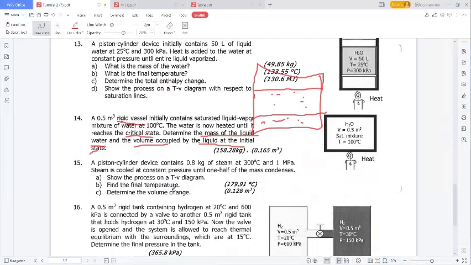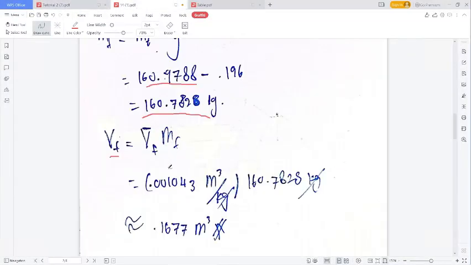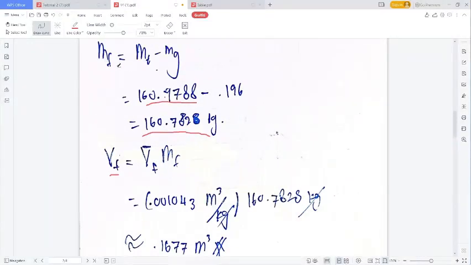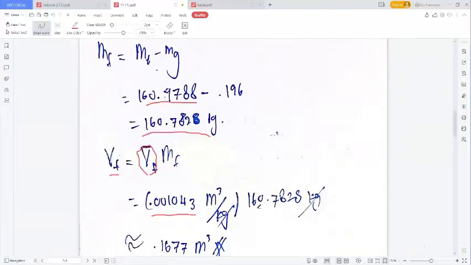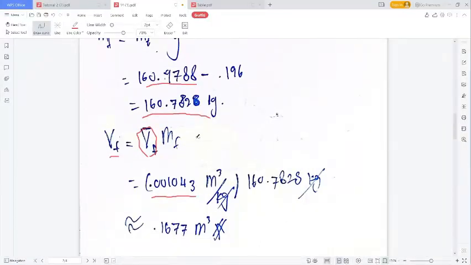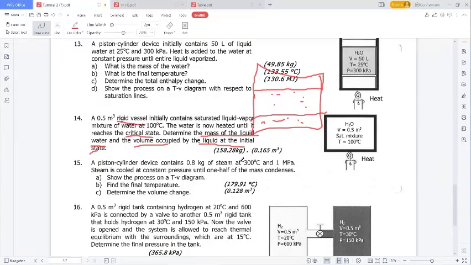So that is the mass of the water in the form of liquid at initial condition. The question asks what is the volume occupied by the liquid. So we can find it by multiplying this mass by the specific volume. We know from the table that the specific volume in the form of liquid is equal to 0.001043. We multiply it by the mass of the water in the form of liquid, 160.7828. You can cancel out the kg and are left with meter cube. The answer will be approximately 0.166 meter cube. So it is close to this value.